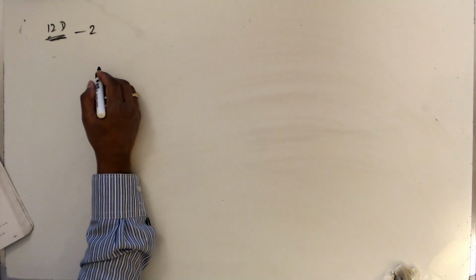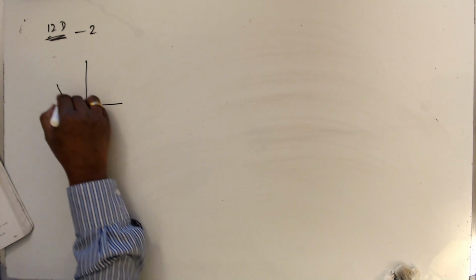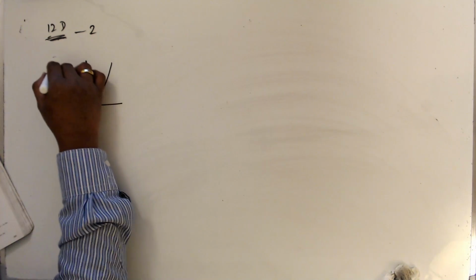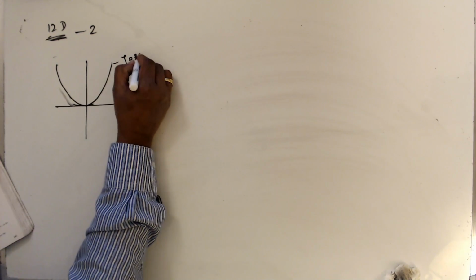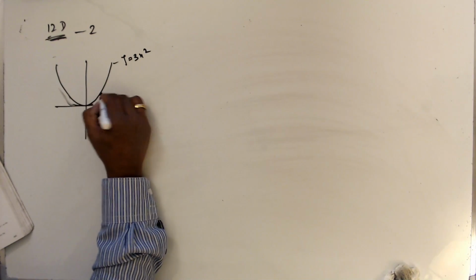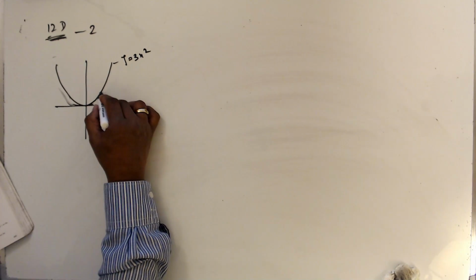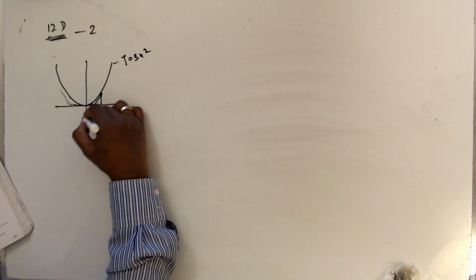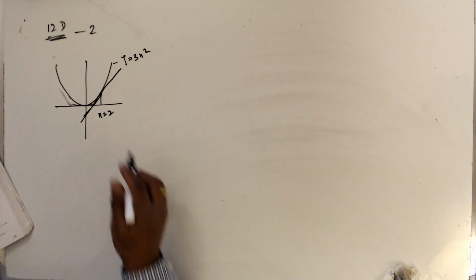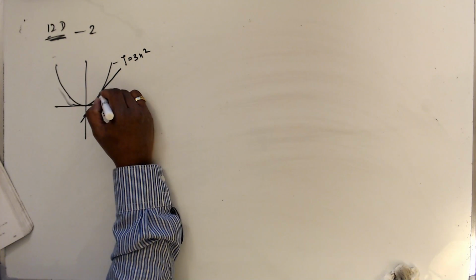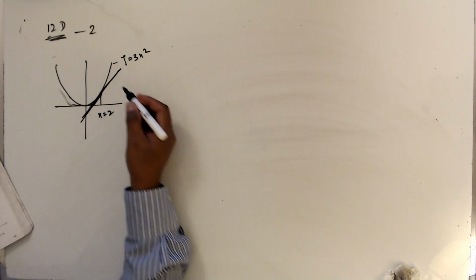Part 2. That's an equation. So this is y equals 3x squared. I need to find the gradient at x equals 2. What does gradient mean? Tangent line. When you find the gradient of the curve at this point, that is the gradient of the tangent.